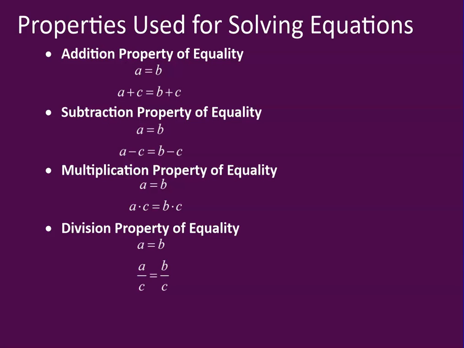Subtraction property of equality, same idea. You're allowed to subtract the same thing from both sides to keep things balanced. Same thing with multiplication and division. You're allowed to multiply by the same thing on both sides or divide by the same thing on both sides. So these are the properties of equality.